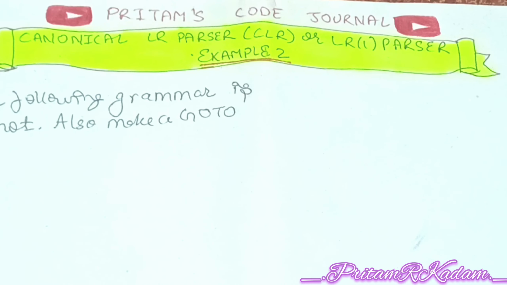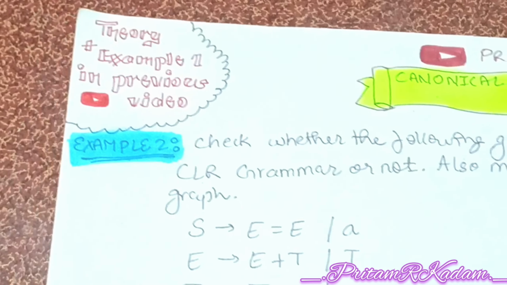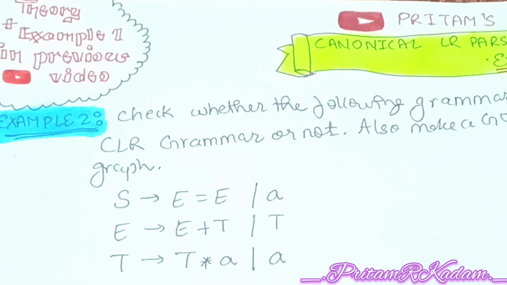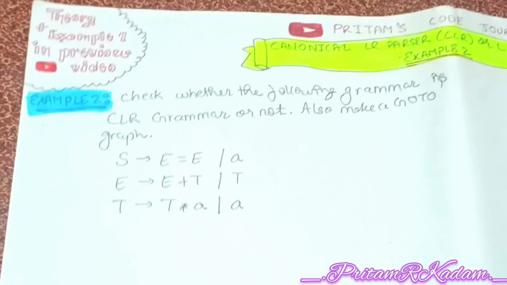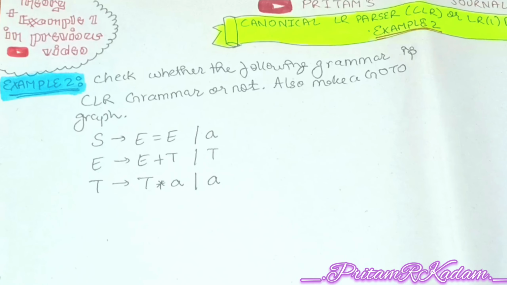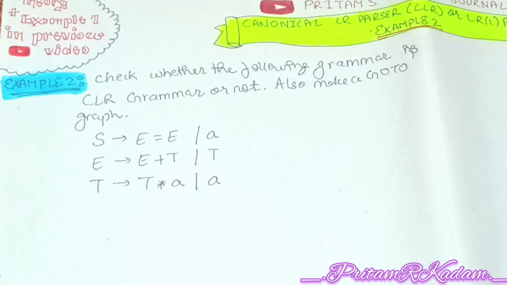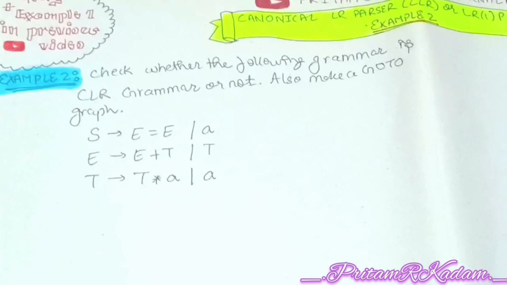In this video we will solve another example of canonical LR parser. This is example 2. We have done example 1 and the theory part in the previous one. So we have this example: check whether the following grammar is CLR grammar or not. Also make a goto graph. So with steps we will complete the solution.